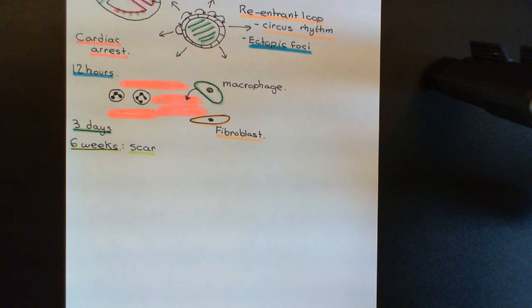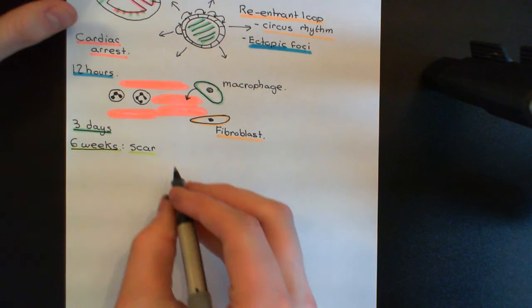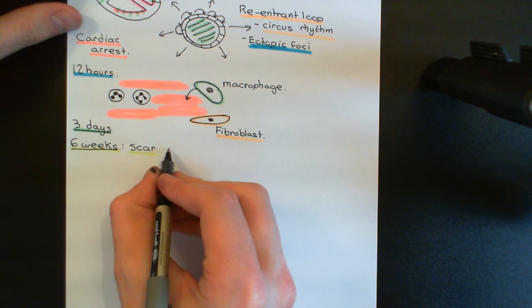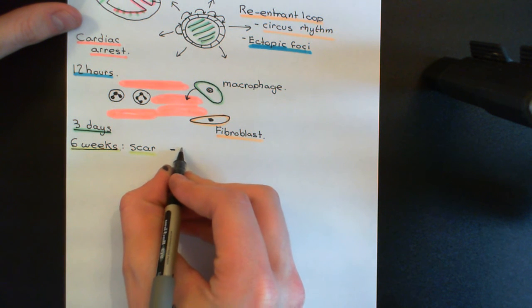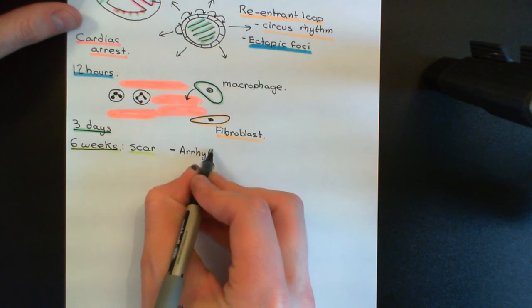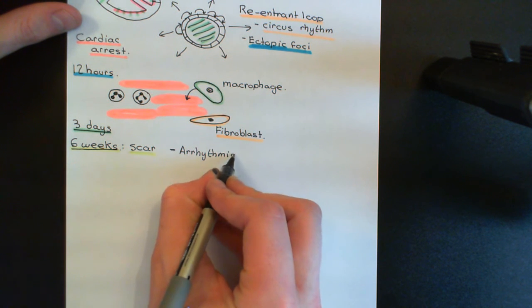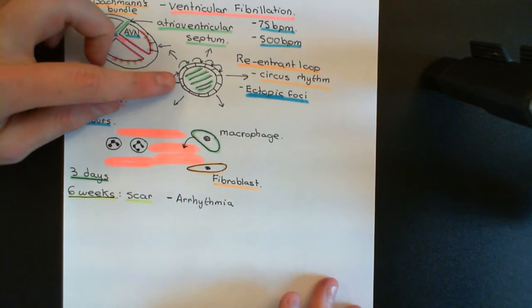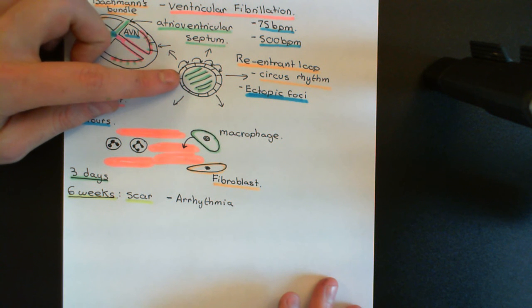Now then, to finish this video, what I want to mention is what are the long-term complications of having a heart attack and surviving a heart attack. Well, some of the long-term complications are that it can still result in arrhythmias, because this scar tissue that you've got in that portion of myocardium, that has the same problem that we discussed up here. It's not capable of conducting electrical signals at all.